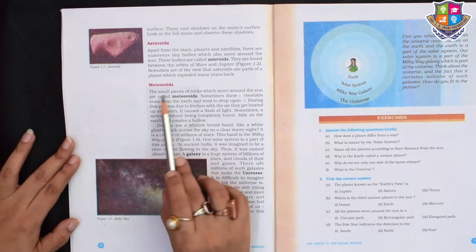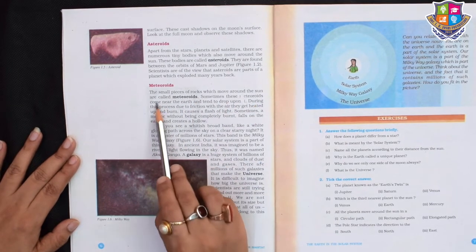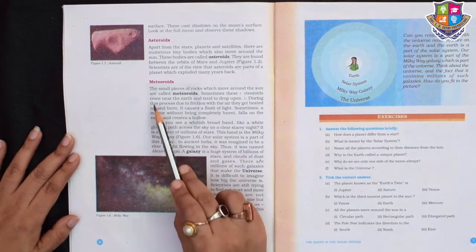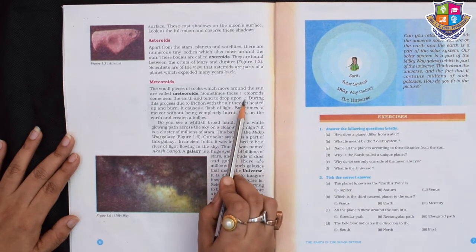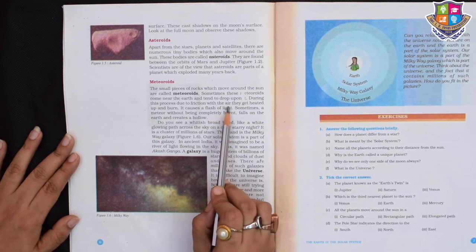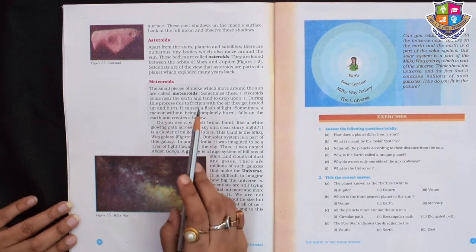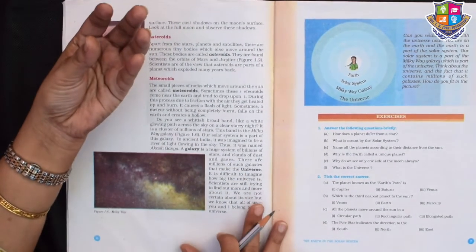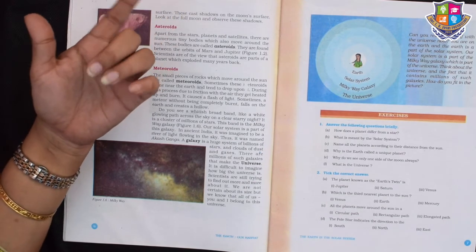Now, meteoroids. The small pieces of rocks which move around the sun are called meteoroids. Sometimes these meteoroids come near the earth and tend to drop upon it. During this process, due to friction with the air, they get heated up and burn. So meteoroids are very small objects. They are mixtures of ice, dust, and rocks.